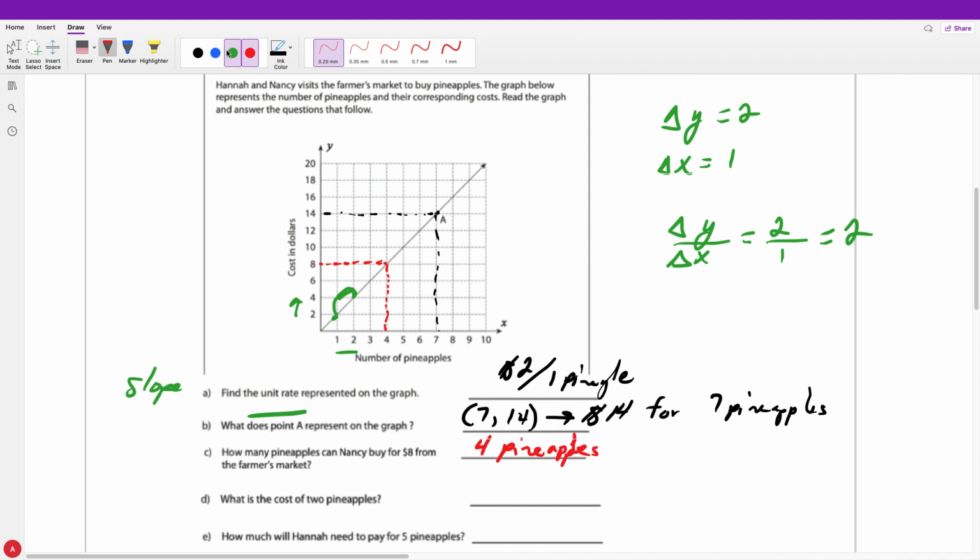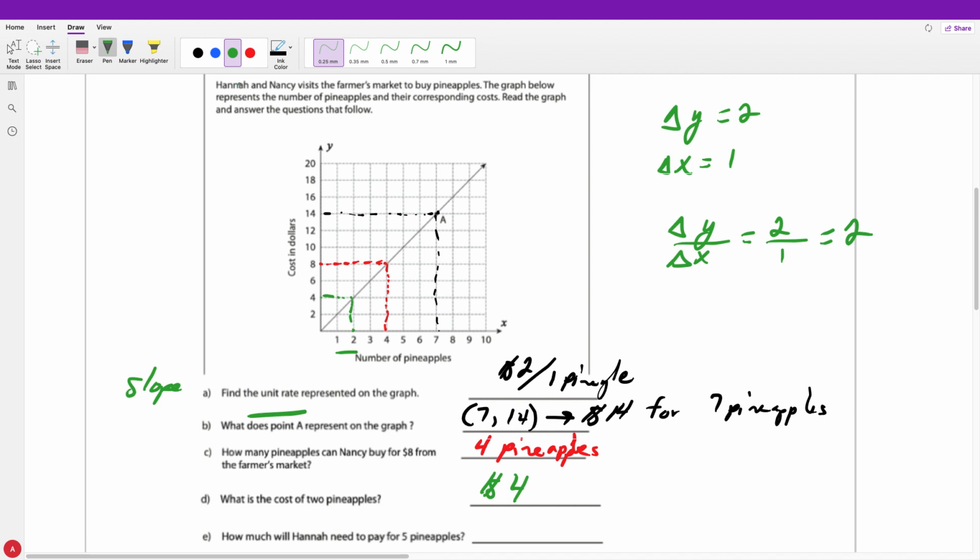What is the cost for 2 pineapples? Well, here's the number of pineapples once again. We can go ahead and find where 2 is on our x-axis and see, okay, what is our y value for 2? And that will then be $4. So you see we're using the graph to generate these.